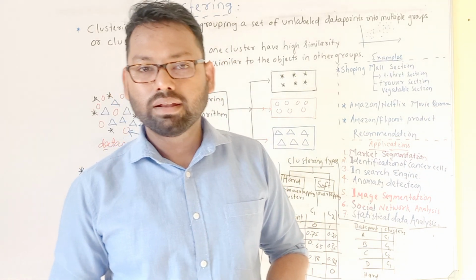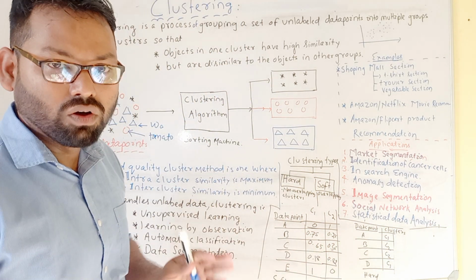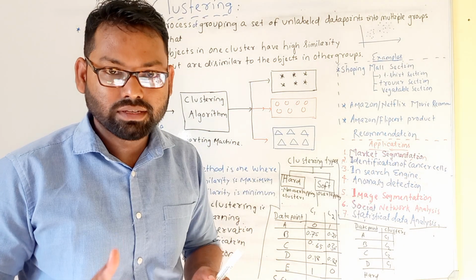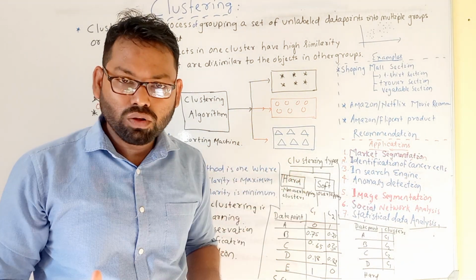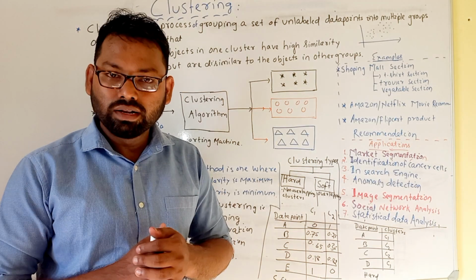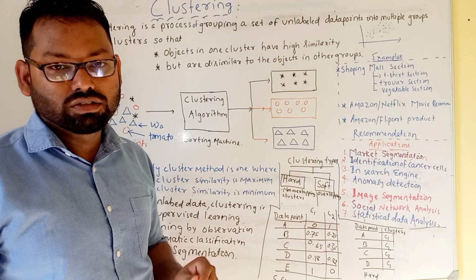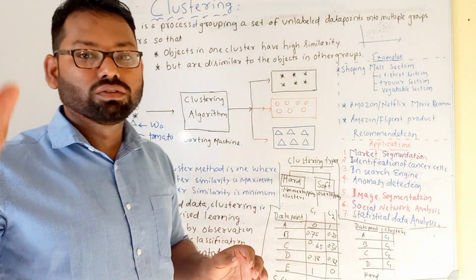So here we can define it like this. Clustering is a process of grouping a set of data points into multiple groups, maybe two groups, three groups. And what is the condition here? Objects in one cluster have a higher similarity compared to objects in other clusters.